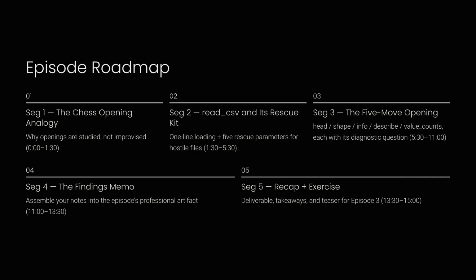Here is our roadmap for this episode. We'll start with the chess opening analogy, move into using read CSV, cover the 5-move inspection sequence, and finish by creating a professional findings memo.